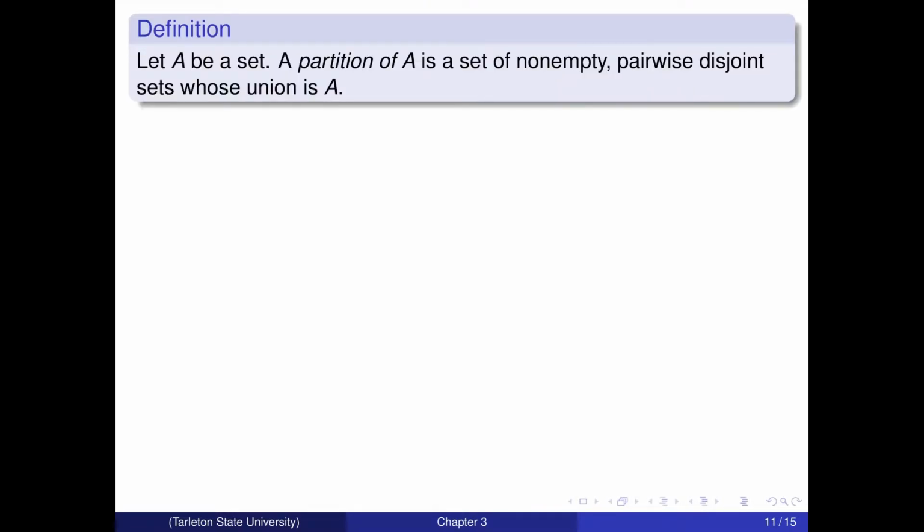This first slide here gives us the definition of a partition. It says, let A be a set. A partition of A is a set of non-empty pairwise disjoint sets whose union is A. Let's jump into some examples.